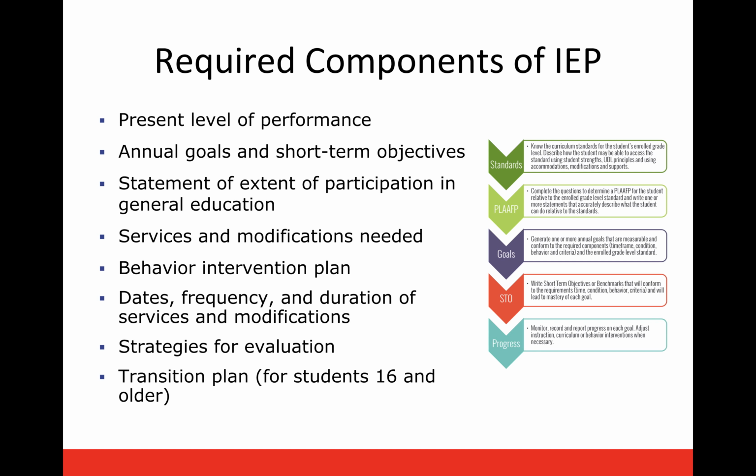So just as a review of those required components, remember you have your PLAAFP, or the present level of academic achievement and functional performance, the annual goals and short-term objectives, which should be measurable and specific. You have your services and modifications that are needed, the statement of extent of participation in general education settings, of course, the behavior intervention plan, which is critical for this particular class. You also need to include the dates, the frequency, and the duration of services and modifications. So you want to be really clear about that.